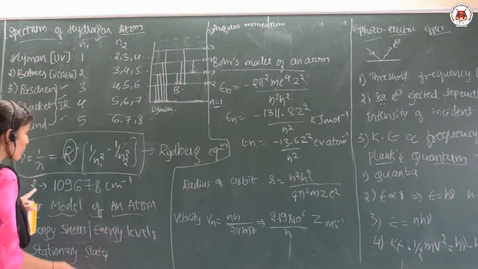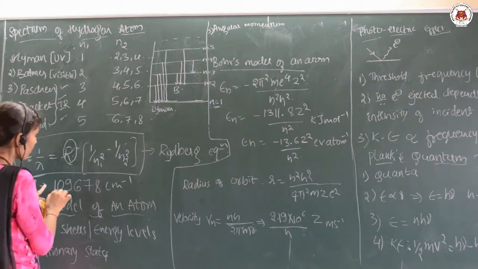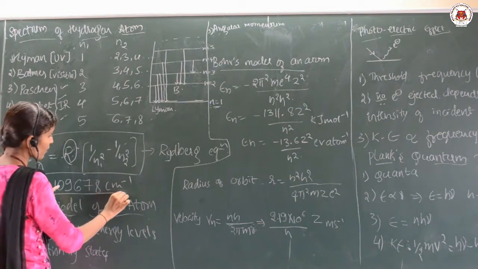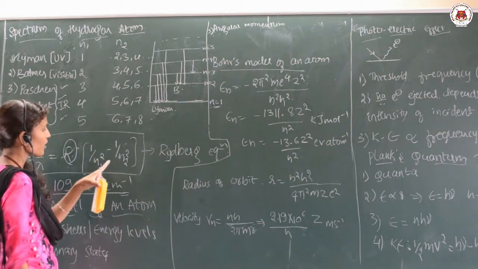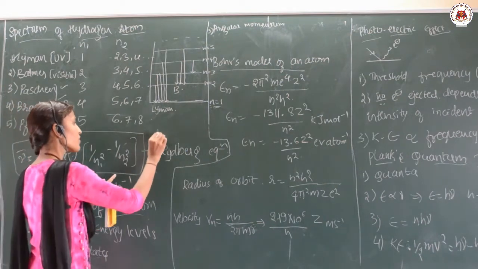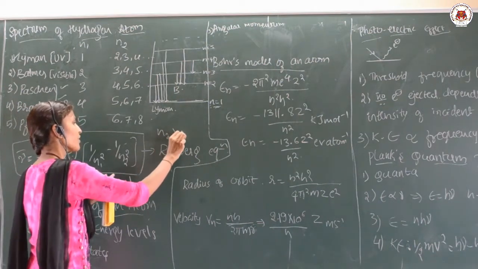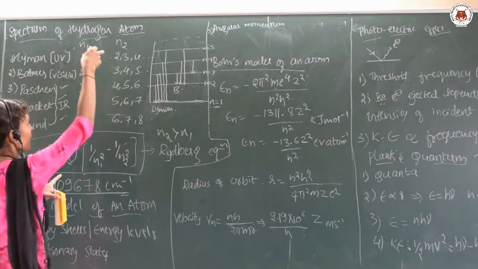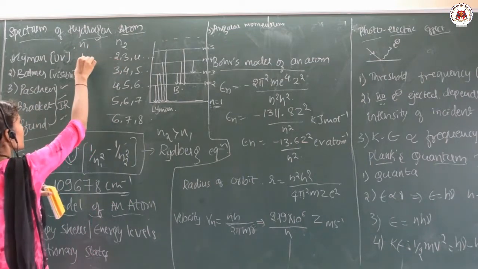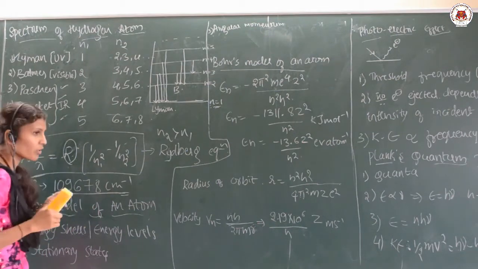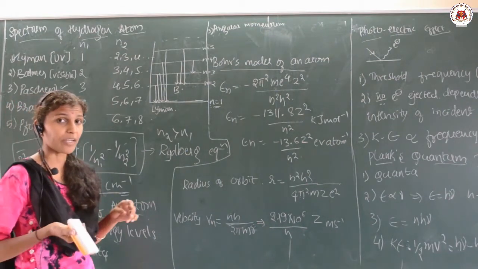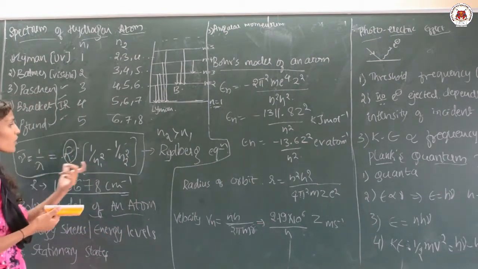The value of R is given in terms of per centimeter. Keep in mind that n1 and n2 are integers, and n2 is always greater than n1. In all the series, n2 is greater than the n1 value. So to find the wave number of any spectral line of the hydrogen atom, we use the Rydberg equation.